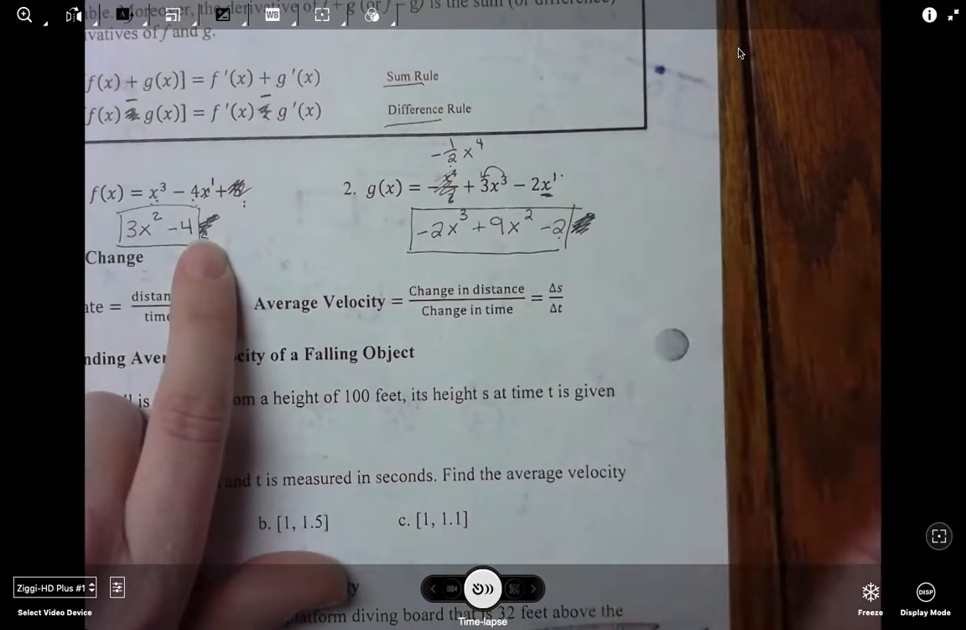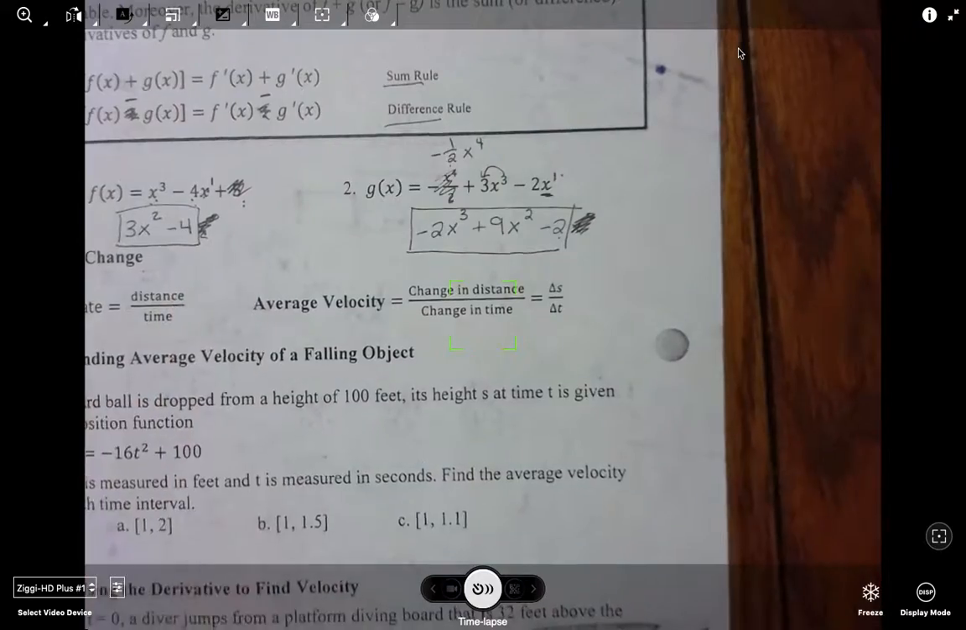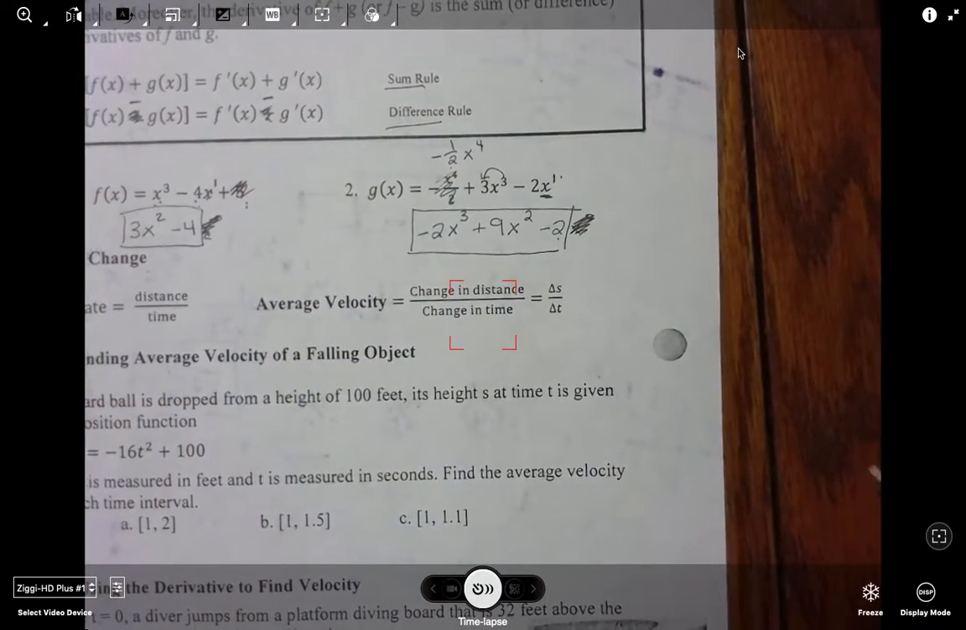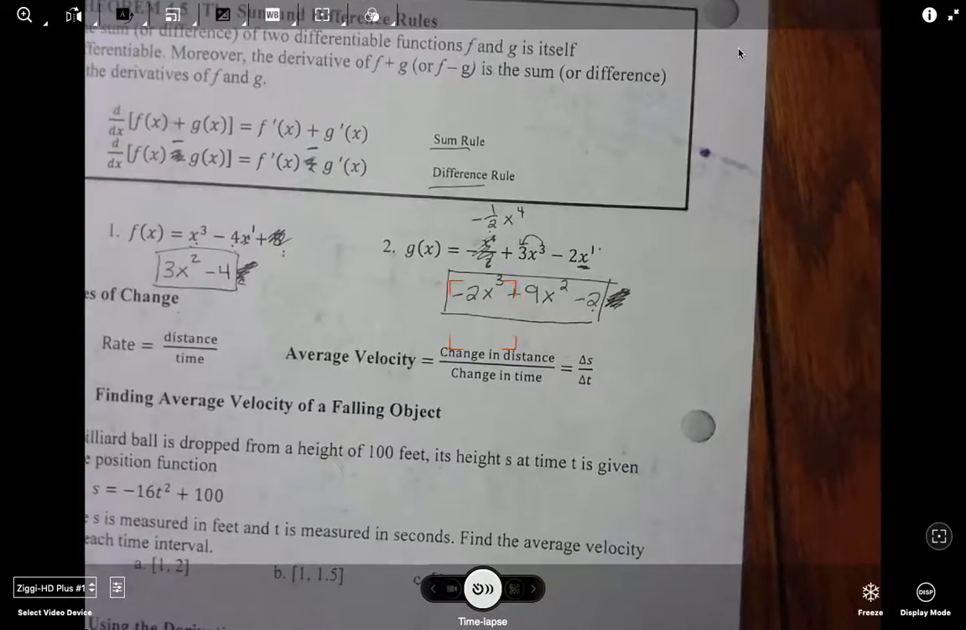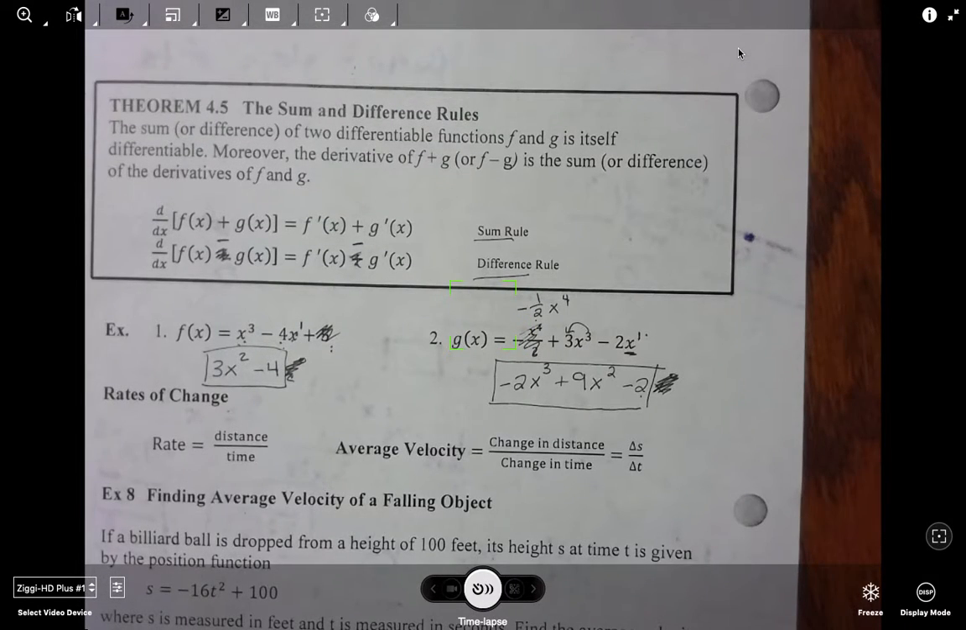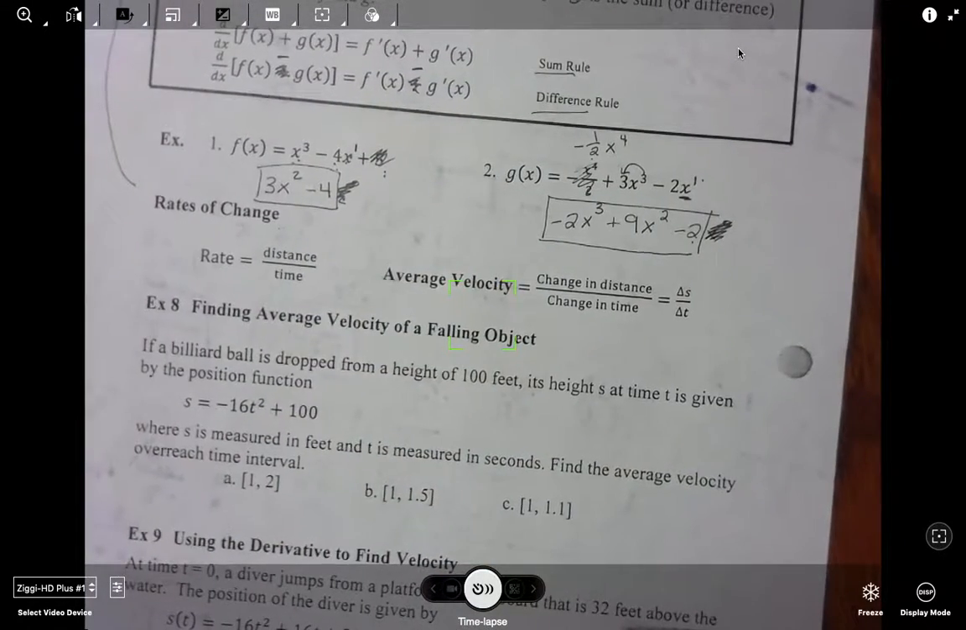So when you have multiple pieces, all you have to do is take the derivative of each piece individually and you are good to go. I went ahead and posted homework up on the Google Classroom page, so make sure that you are working on that. And we'll talk about velocities and rates of change when I come back on Thursday.